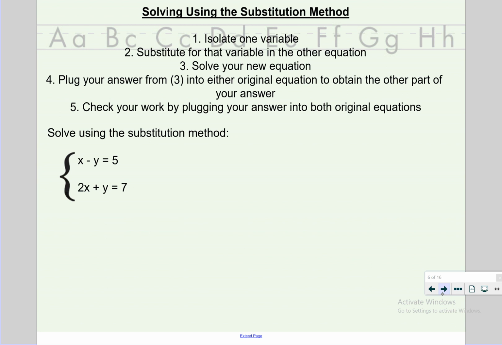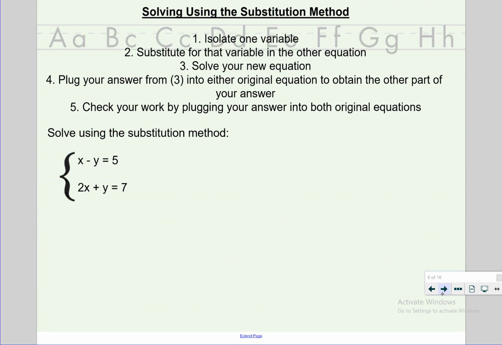So we're plugging something from one equation into the other equation. If you're doing that correctly, it should be either all x's or all y's, all the same variable at this point, which you should be able to solve for that variable then. Once you solve for one variable, we're going to take that answer, plug it back into one of the original equations to get the other part of our answer.